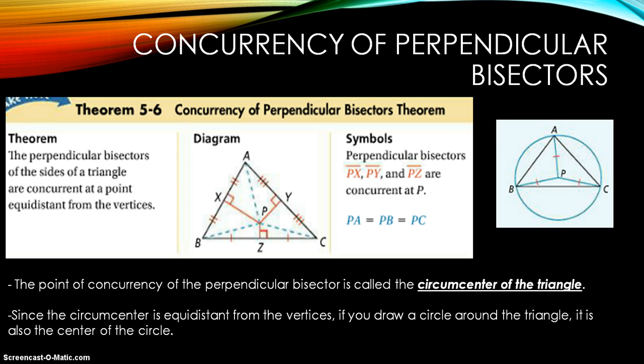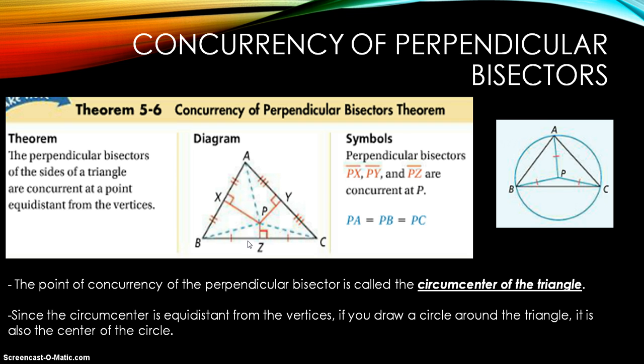So what this theorem is saying is the perpendicular bisectors of the sides of a triangle are concurrent at a point equidistant from the vertices. So what I mean by that, if I were to create all the perpendicular bisectors, they're going to all meet at one point. Now these are different from the altitudes. Altitudes go from a point and are perpendicular to the opposite side.